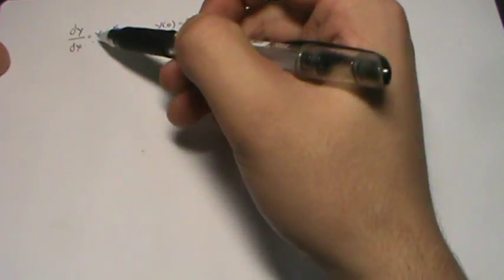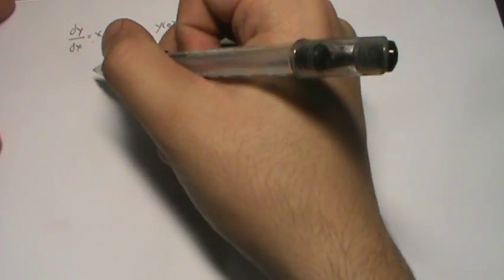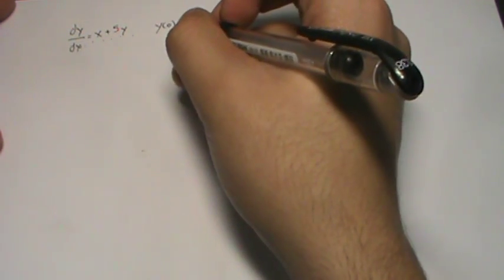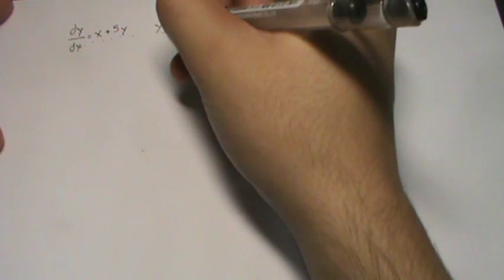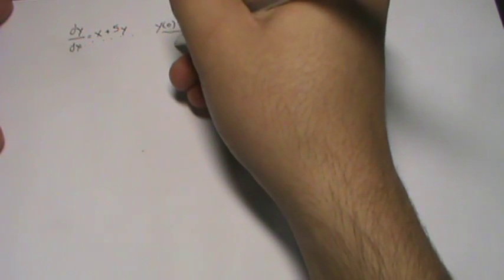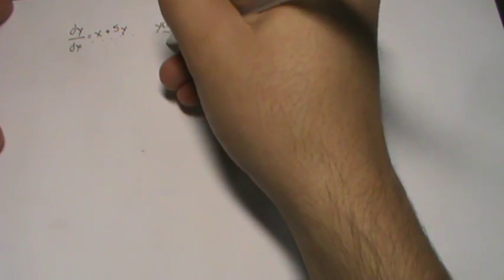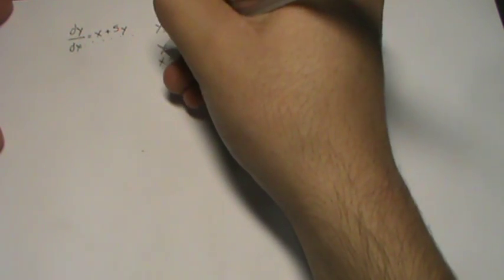Okay, now let's do an initial value problem, and we will also give the largest interval I where the solution is defined. So we have dy over dx is equal to x plus 5y, and y of 0 is equal to 3. Now what does this mean? If you remember, in our first video I talked about it. So here y is equal to 3 and x is equal to 0, because y is dependent on x.